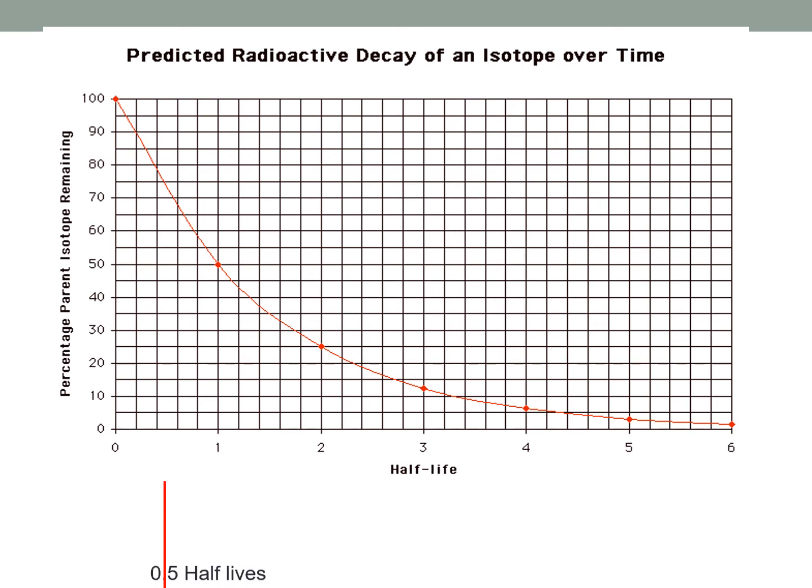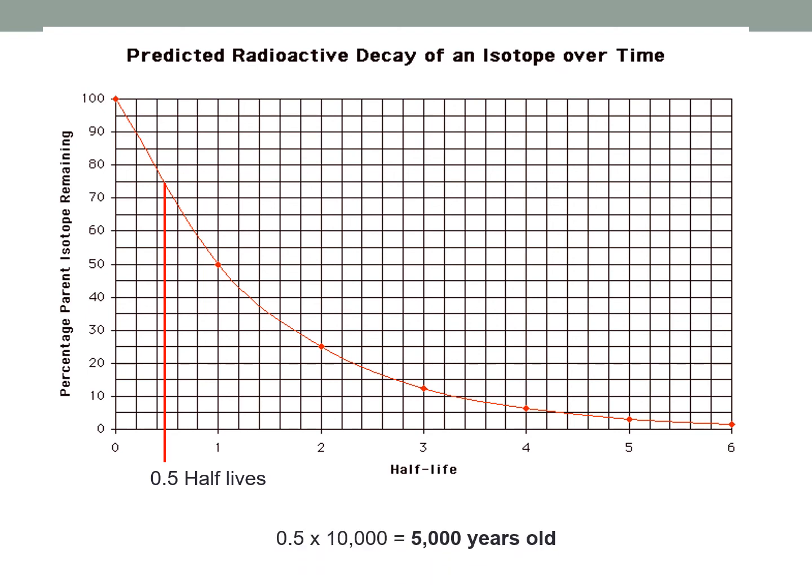So 75%, you find that on the percentage of parent isotope remaining. You go over to where it hits this red line, and this line is what we're looking for. And that is 0.5 half-lives. So then you multiply 0.5 times the 10,000 years, that's the half-life of the isotope, and you end up with 5,000 years. So our sample is 5,000 years old.